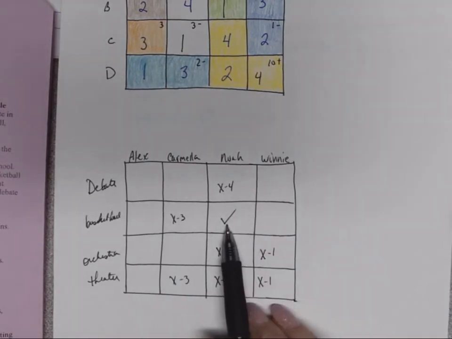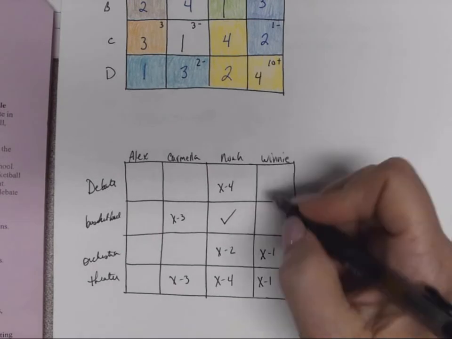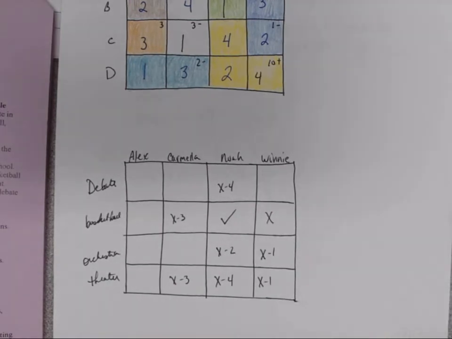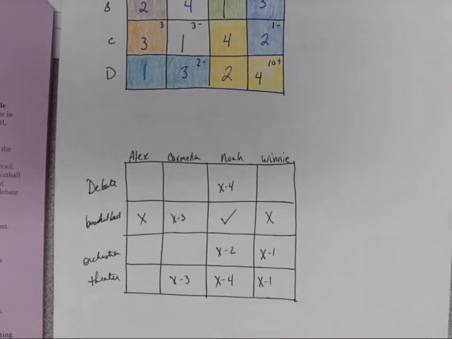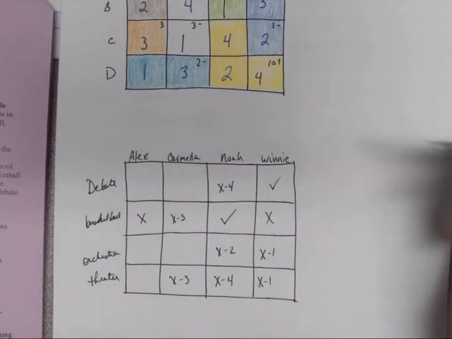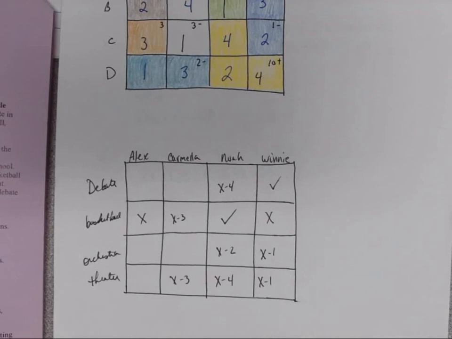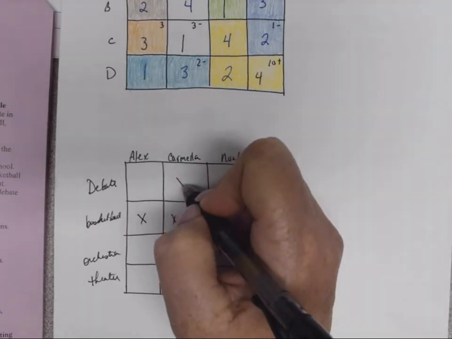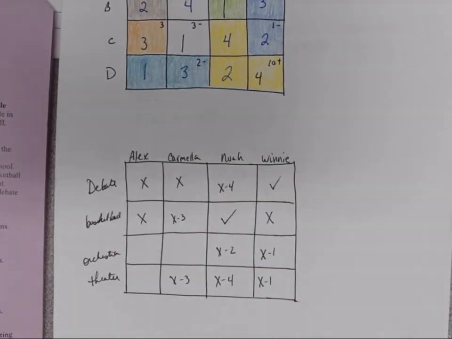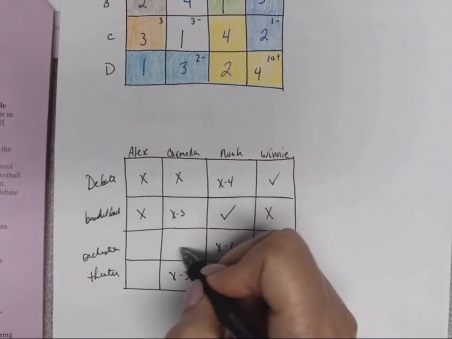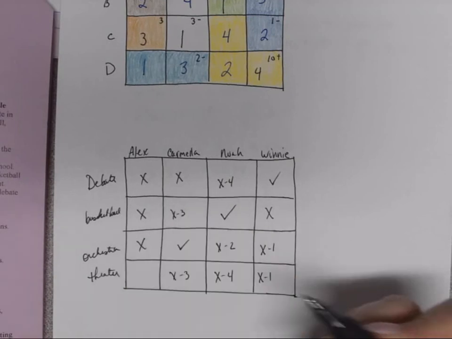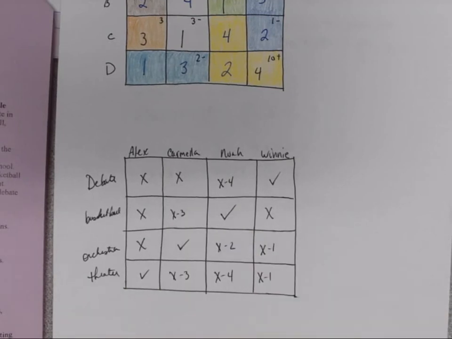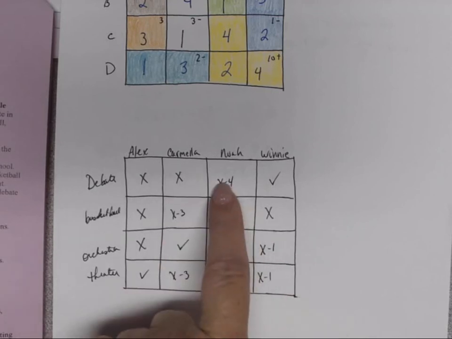If Noah is the basketball player, then Winnie cannot be the basketball player, and we know that Alex cannot be the basketball player. So that tells us that Winnie is the debate member, which means that Carmela and Alex cannot be the debate member. So Carmela will then be the orchestra, which means that Alex cannot be, but Alex is the theater player.